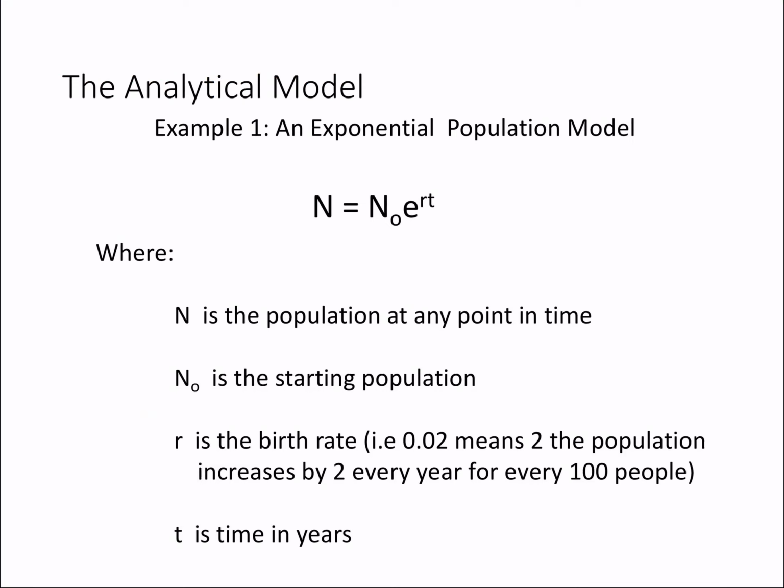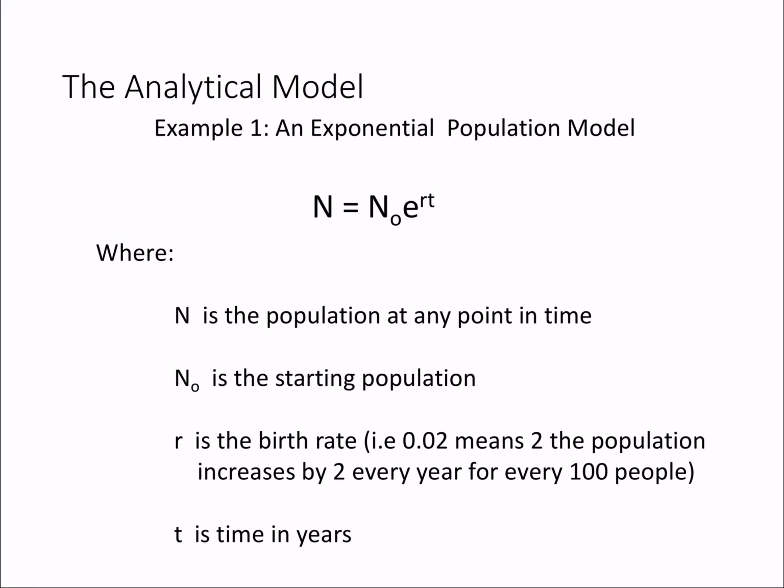Here's an example of an analytical model. This is an exponential population model, so this is more of a biology or ecology model. And this describes what the population is at a given time. So we have n there on the left. This is the population at any point in time. This is what you're going to calculate. This is what your model is going to predict.